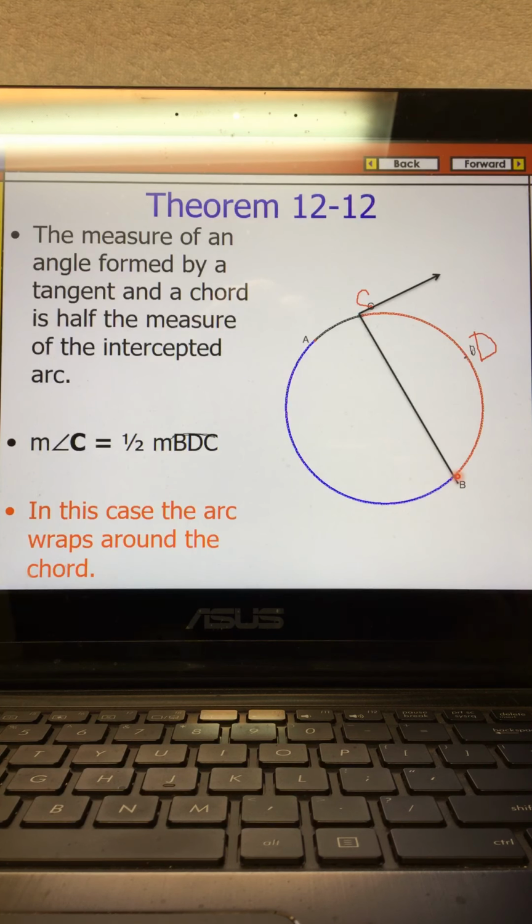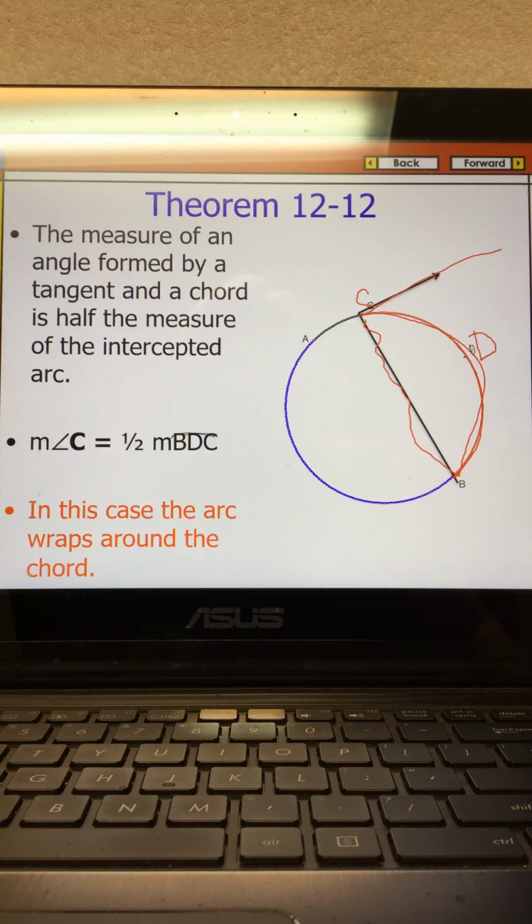All right, there is one theorem that deals with tangent lines. It says the measure of an angle formed by a tangent and a chord is half the measure of its intercepted arc. Now this looks kind of funny to us. Here's the chord going across here, and here's the tangent. The intercepted arc actually loops around the chord.